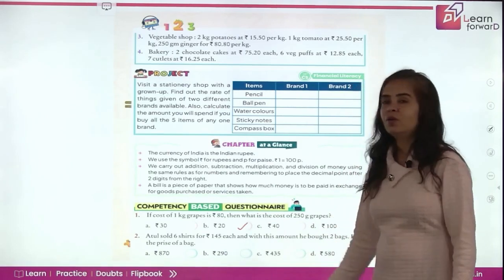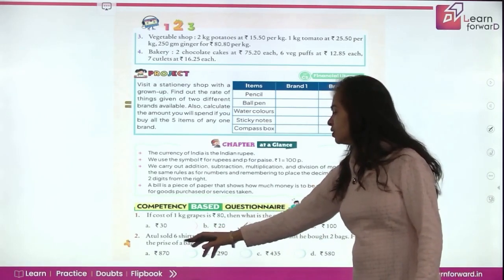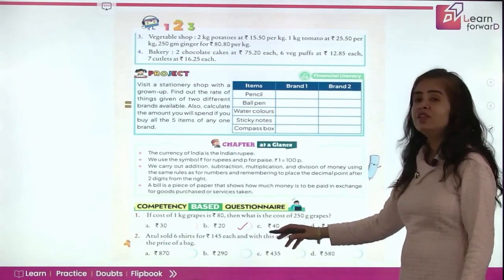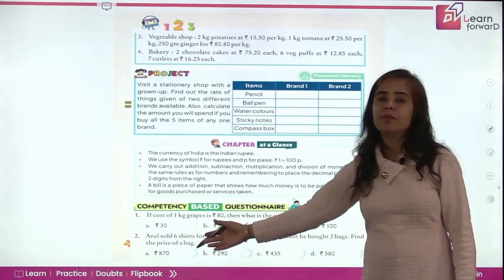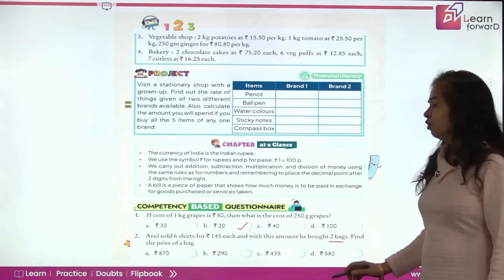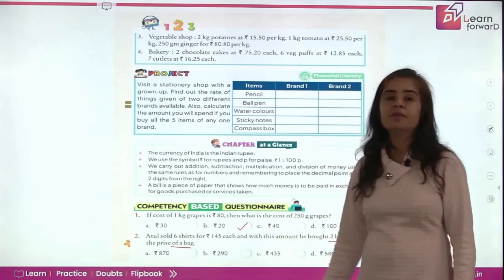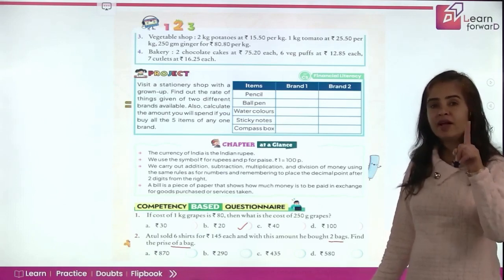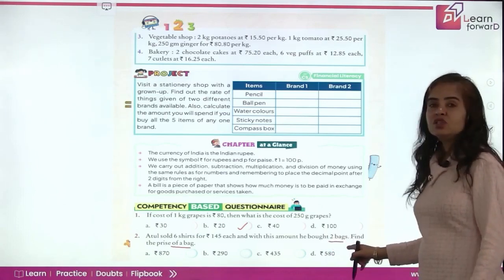You get 20. Next, Atul sold 6 shirts for rupees 145 each, and with this money, that means the money he got by selling 6 shirts, he bought 2 bags. Find the price of a bag. You will get the price of 2 bags. You have to find the price of 1 bag, children. So what is the price of 2 bags?